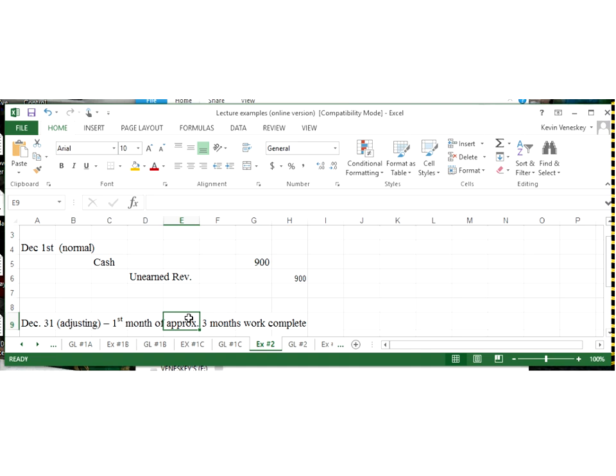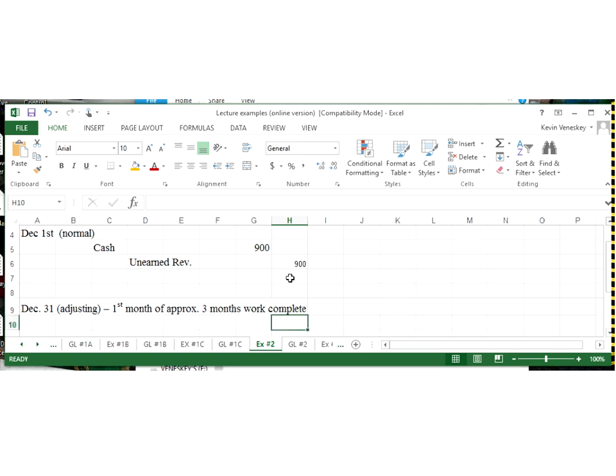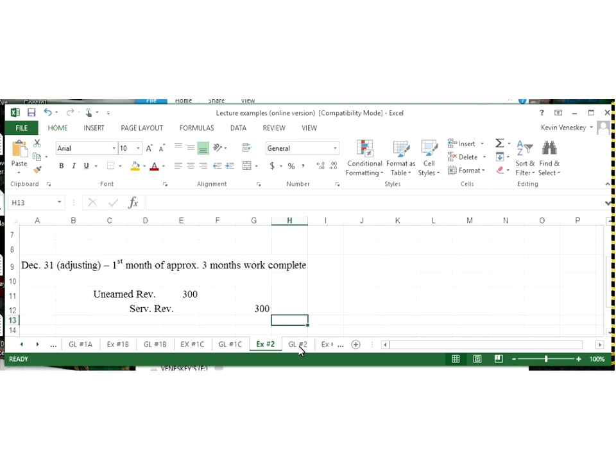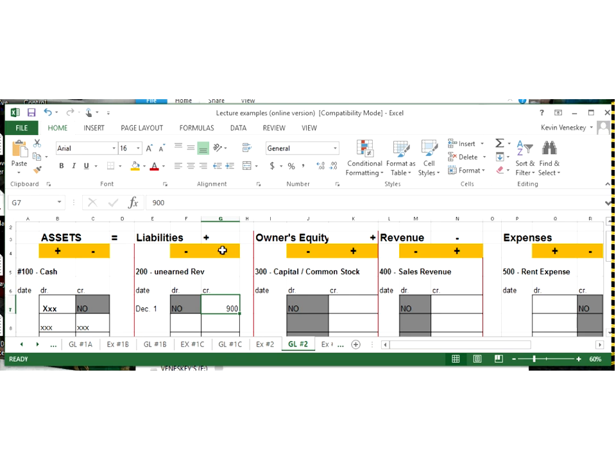Now let's say it's the end of December, so the first month out of the 3 that usually have snow is now used up. I can now count a third, because I've used a third, of this revenue coming in as actually earned. So on my books at the end of December, I don't want to show 900 in my unearned revenue category anymore. At the end of December, I only want to show 600. So that means I've got to remove 300 and put it somewhere else.